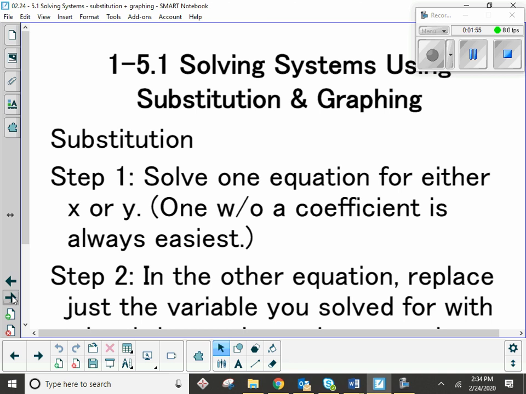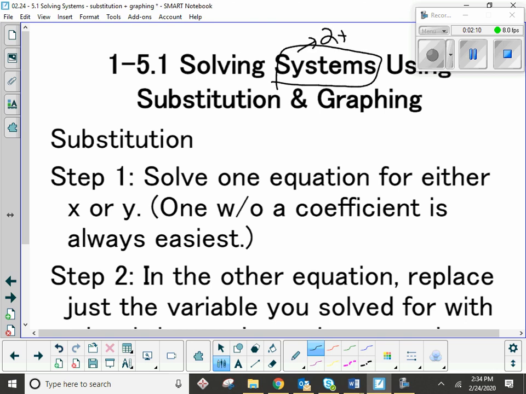Okay. What we're doing today, or what this entire unit is about, is solving systems of equations. A system of equations means just two or more equations together. So systems are 2 plus equations. The reason why we care about systems of equations is in case you're dealing with a situation where there's multiple variables that you're trying to figure out.